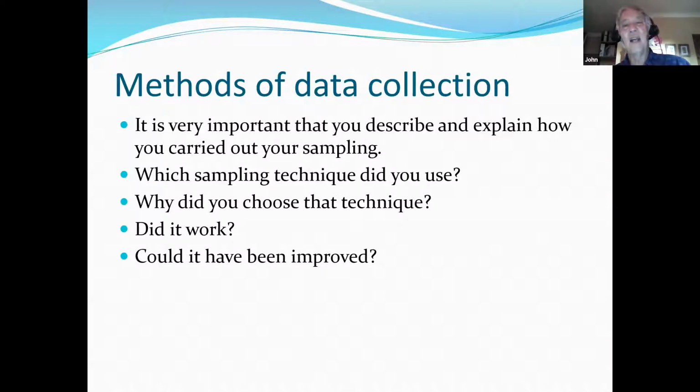One ideal way of improving your data collection is to do a pre-test, to try out your data collection on a small number of people, or a small number of places on a sand dune, or a small number of places in the shopping centre, and see if it works. And if it doesn't work perfectly, then redraw your questionnaire or replan your transect.